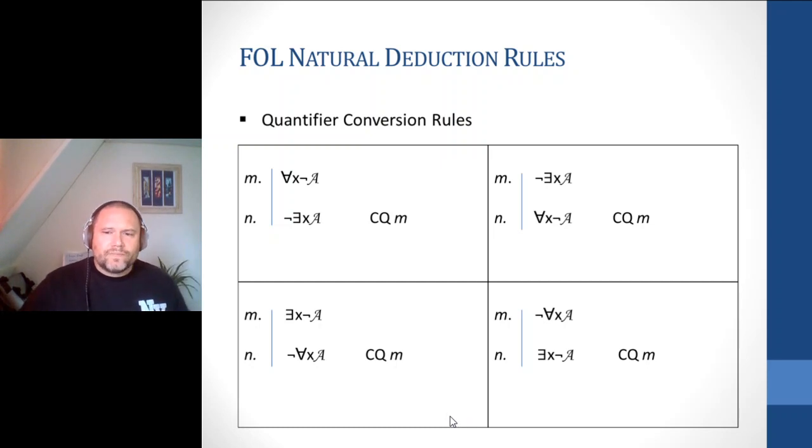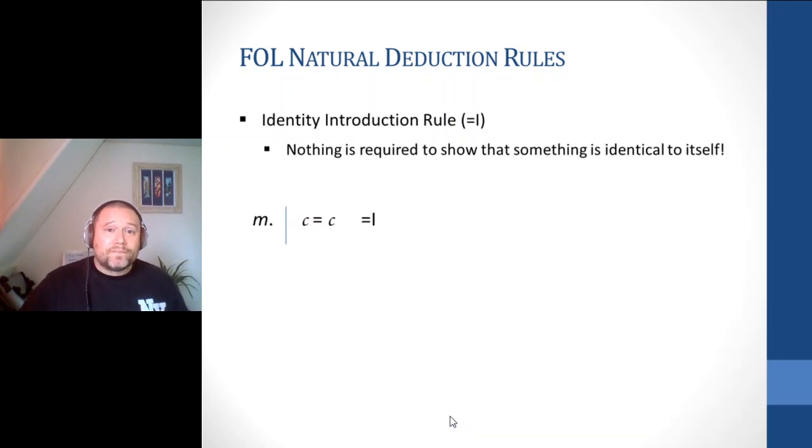The last two rules have to do with identity. And the first one's straightforward. Well, actually, they're both pretty straightforward. So our first rule for identity, our identity introduction rule, is that nothing is required to show that something is identical to itself. In other words, at any point within a proof, you can introduce a self-identity. So you can introduce that A equals A or E equals E. The only restriction is that you have to have the same name on both sides.